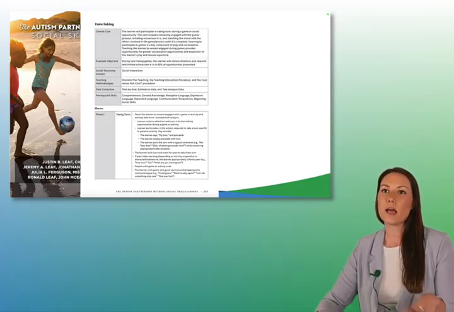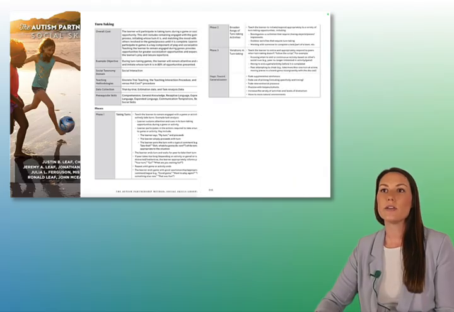And so that's at the top, and then a little bit below are the phases of the program for turn taking. And you can see quite a bit of information there. And then there's a second page with more phases of that program. So phase 2 and phase 3, and then some strategies for generalization as well for this program of turn taking.